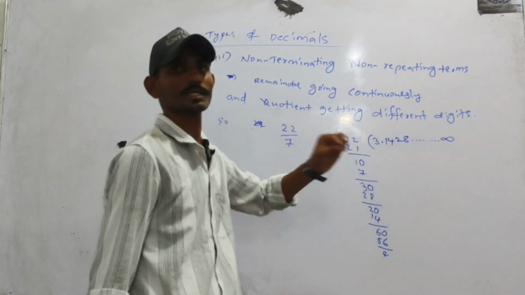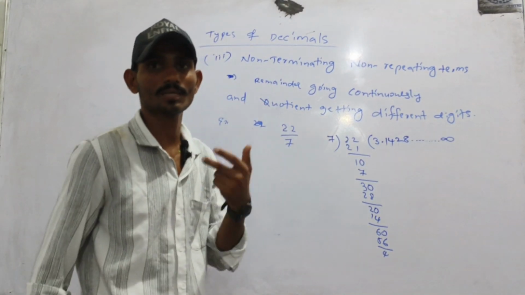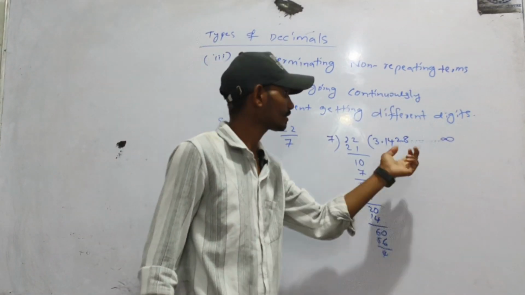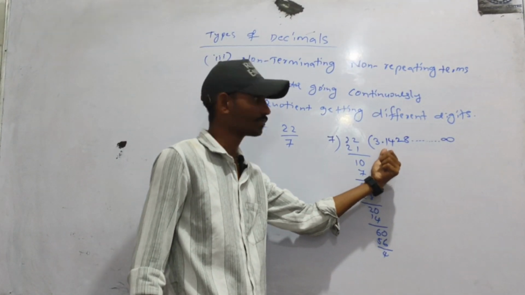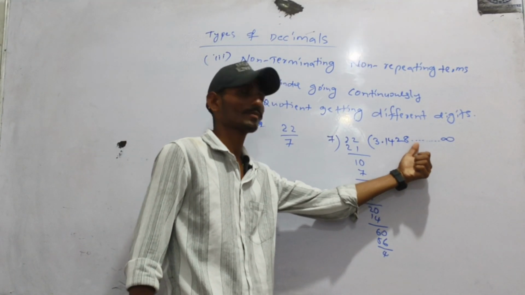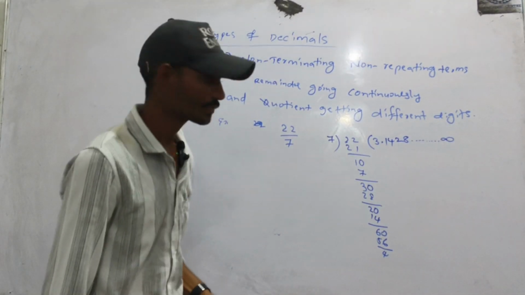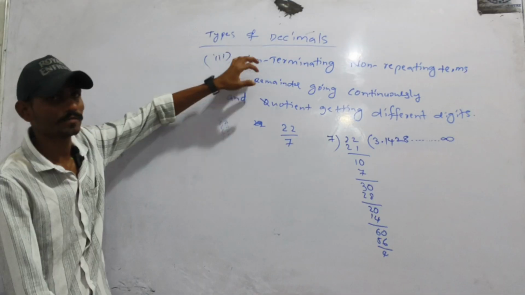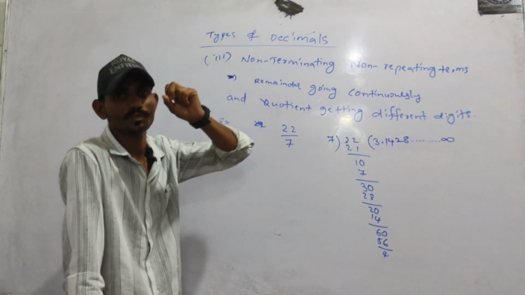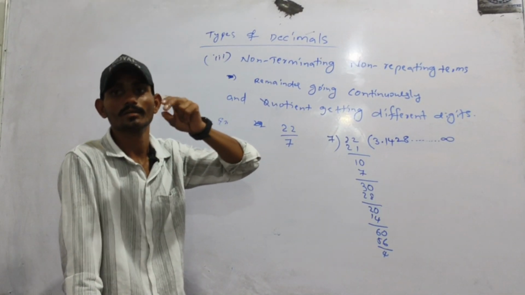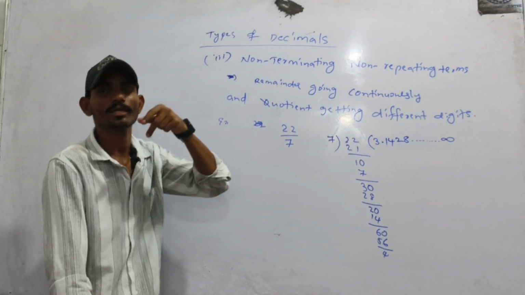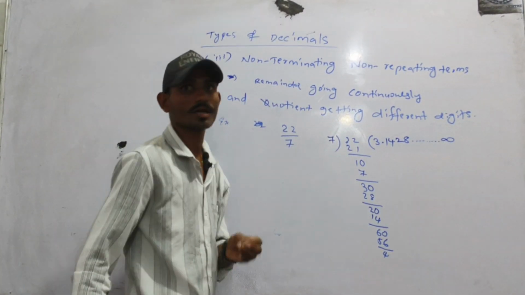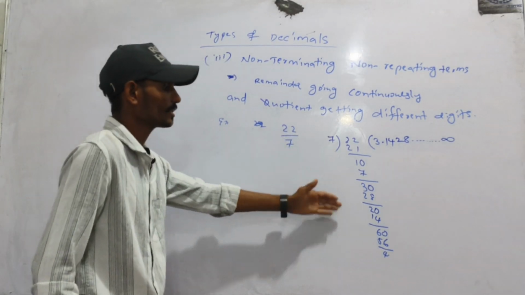If you are getting the same repeating number in the coefficient, then you call it repeating terms. But non-repeating means the coefficient is also getting different digits, 1, 4, 2, 8, 7, 5, in that way. So there are three types in this kind of fractions: terminating, non-terminating repeating terms, and non-terminating non-repeating. Okay, so non-terminating and non-repeating is the example.